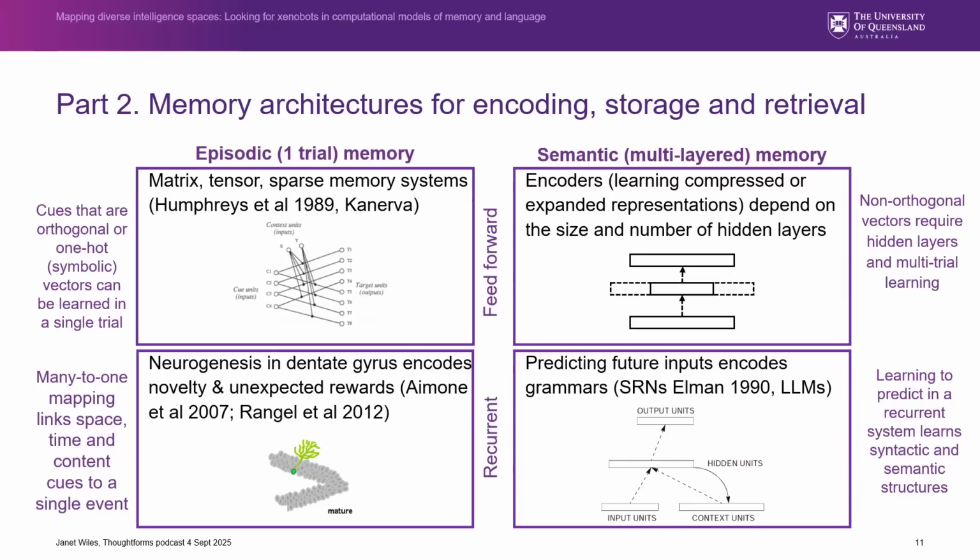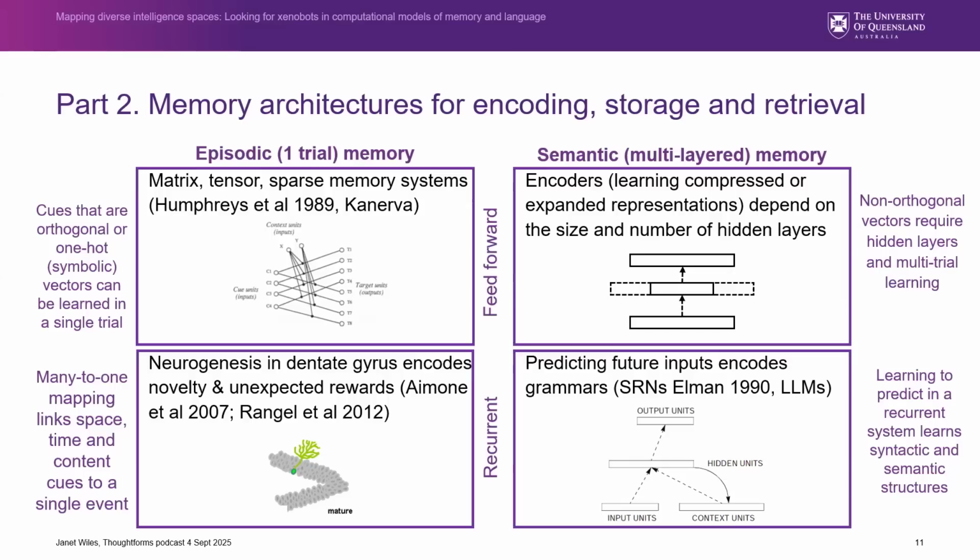The other way of thinking about neural networks is the classic multi-layered encoders, and these are much more semantic memory. So when we were doing memory research, we would differentiate between memory and learning. Memory can be done in a single trial. It's not always done in a single trial, but it can be, and learning takes longer. So encoders are actually learning systems if they require learning either a compressed or an expanded representation in the hidden layers. And what this is useful for is when you have non-orthogonal vectors. Then these are feed-forward systems, the traditional multi-layered neural networks.